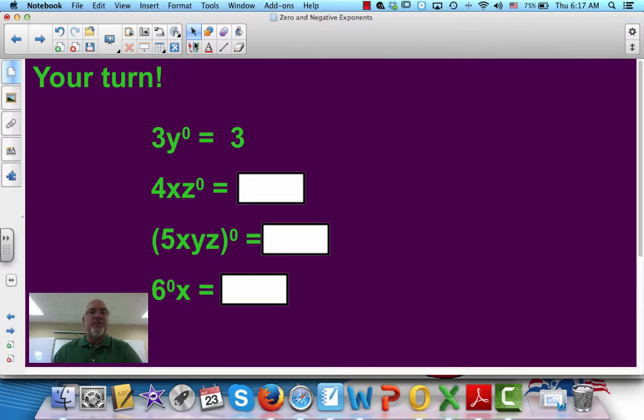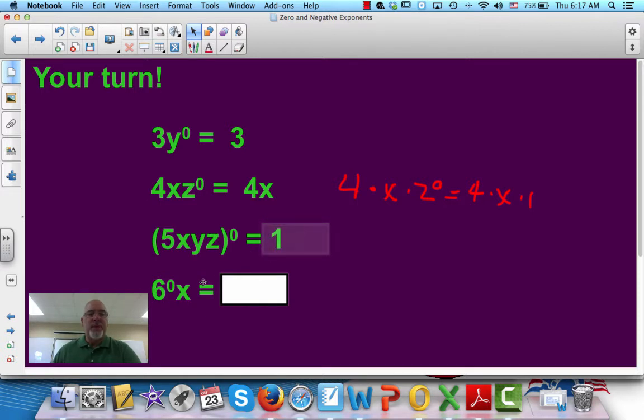4xz to the 0. Let's write this one down. So that would be 4 times x times z to the 0, which would be 4 times x times 1, which gives us 4x. (5xyz) to the 0, the whole thing is to the 0 power, so the answer would be 1. 6 to the 0 times x equals, so 6 to the 0 is 1. 1 times x is equal to x. Did you get all 4 of those? I hope you did.